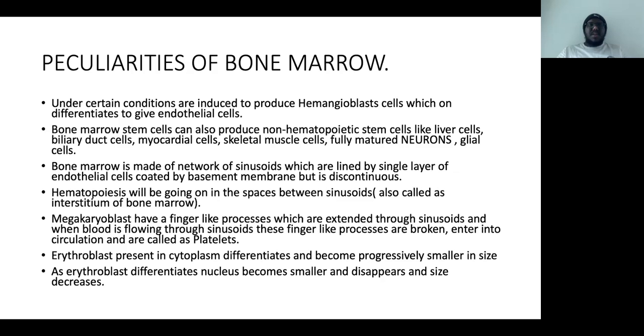Bone marrow is made of a network of sinusoids lined by a single layer of endothelial cells coated by a basement membrane, but it is discontinuous. Hematopoiesis goes on in the spaces between sinusoids, also called the interstitium of the bone marrow. Megakaryocytes have finger-like processes which extend through sinusoids, and when blood flows through the sinusoid, these processes are broken off, enter circulation, and are called platelets.